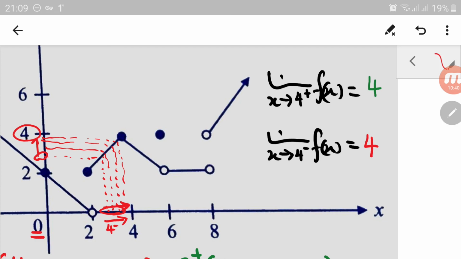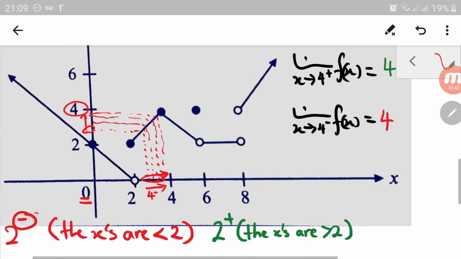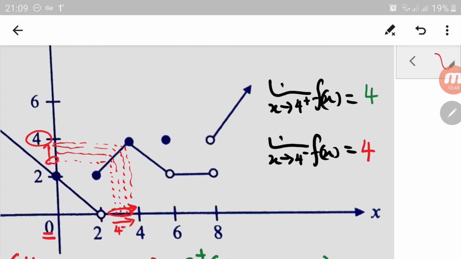Okay, I think from the examples, I hope you benefit from it.